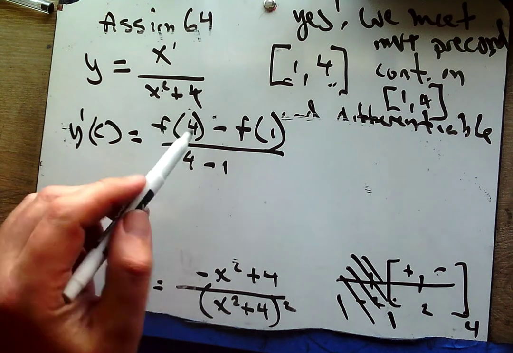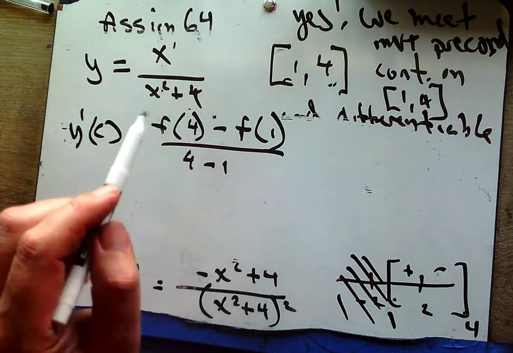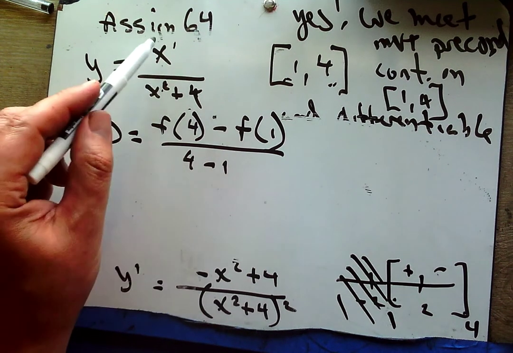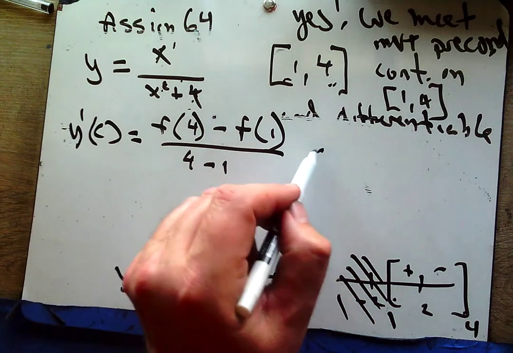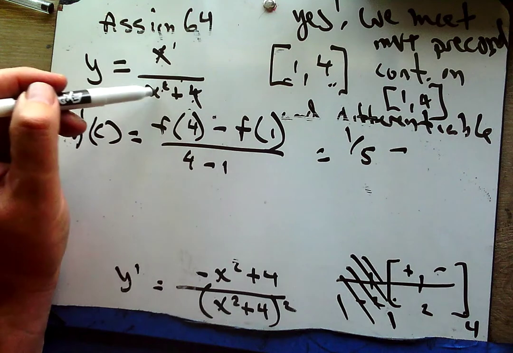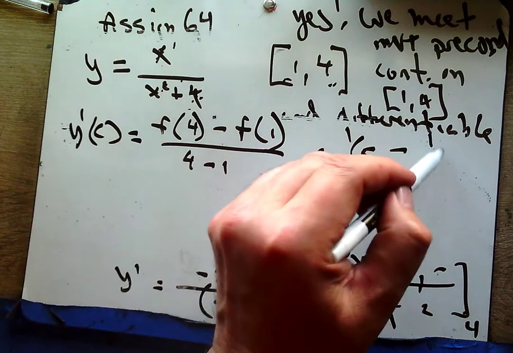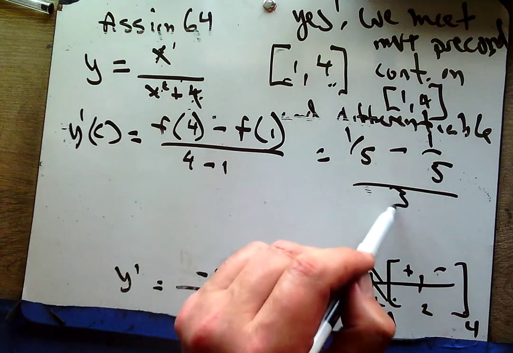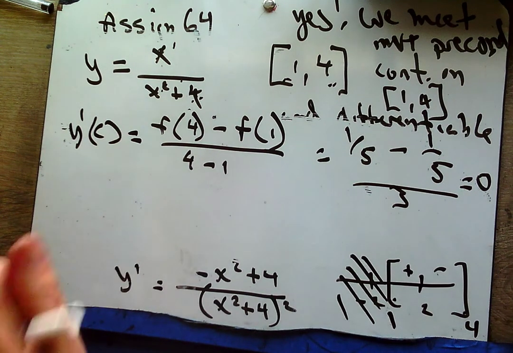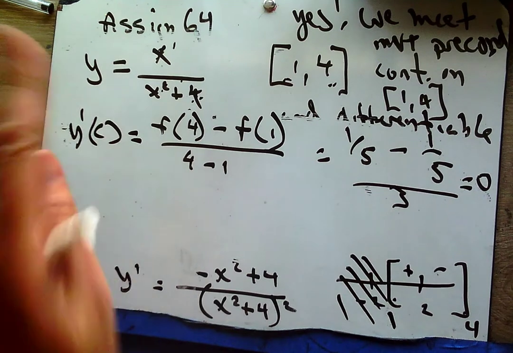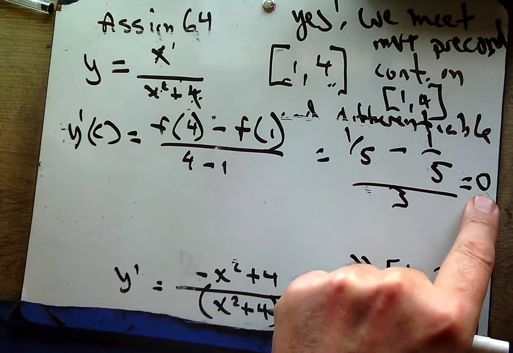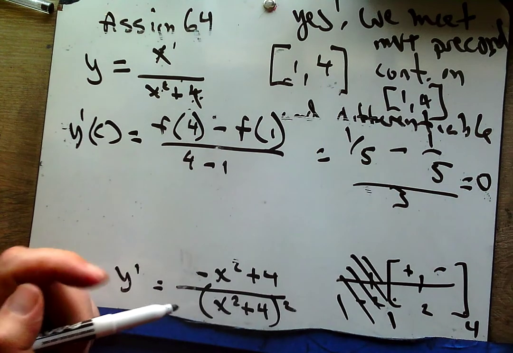single point. In order to figure this out, I need f of 4, which means I'm plugging 4 into these x's. 4 squared is 16 plus 4 is 20. 4 over 20 is 1/5 minus f of 1. 1 plus 4 is 5. I get 1. Whoa! Over 3. And so I get 0. Oh, isn't that nifty? We're looking for a place where y prime is equal to 0 because the slope of the secant is 0 on 1 to 4.